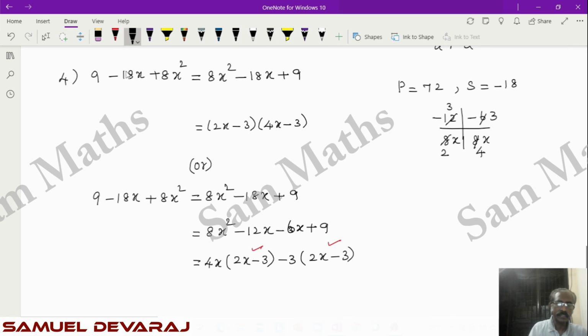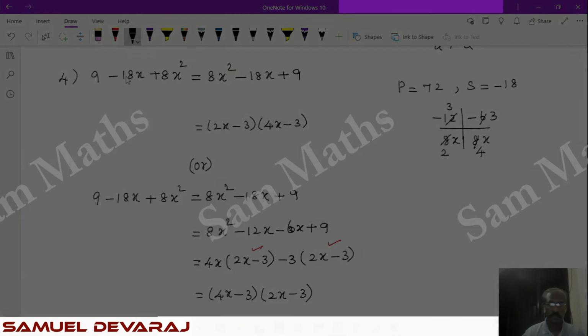Among these two terms, 2x minus 3 is common. You take 2x minus 3 outside, the rest of the terms is 4x minus 3 into the common term 2x minus 3. Are you clear, children? The same answer we are getting here also. Right? You can follow either this method or the previous one. Right, children? So you have to practice similar sums from the 9th standard textbook.